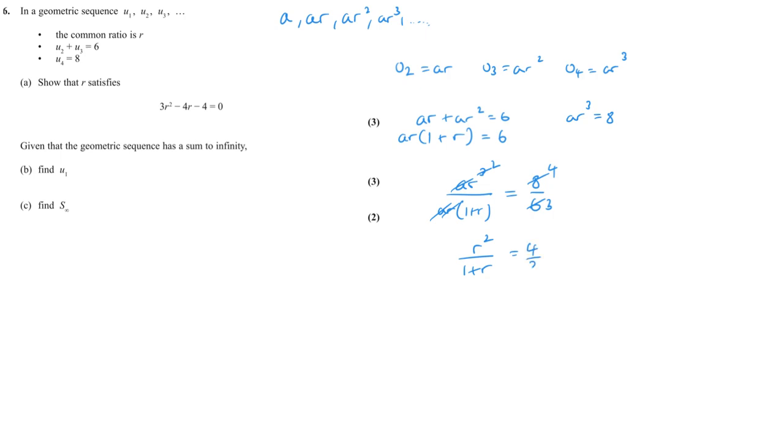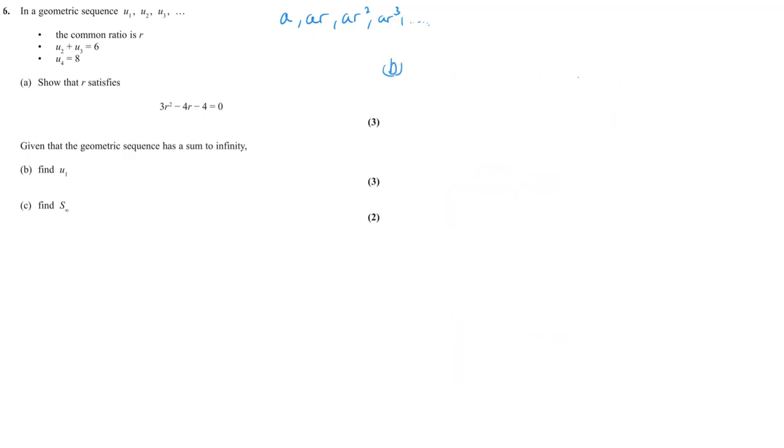So let's put that as 4 over 3. So 3R squared equals 4 times 1 plus R. 3R squared equals 4 plus 4R. 3R squared minus 4R minus 4 equals 0. And that is what we needed. So that's part A done. Now, part B says find U1, which means find A. For that, we really need to find out what R is.